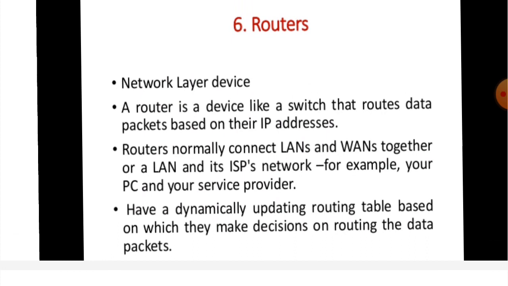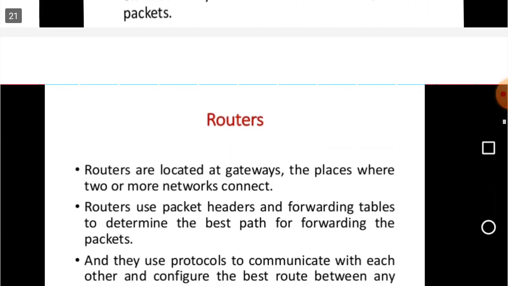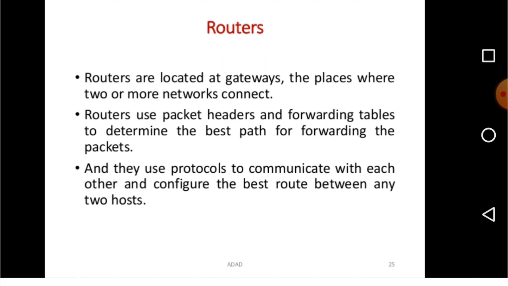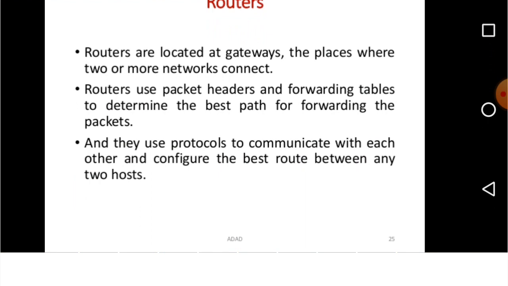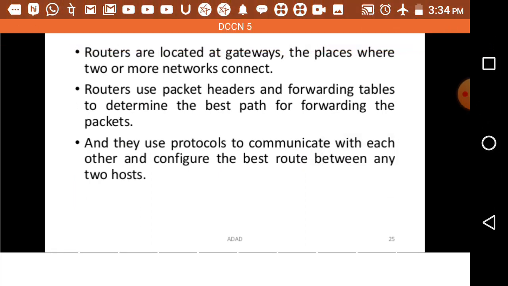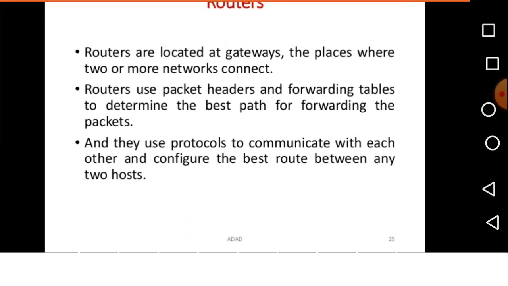For example, your PC and your service provider have a dynamically updating routing table based on which they make decisions on routing the data packets. Routers are located at gateways, the places where two or more networks connect. Routers use packet headers and forwarding tables to determine the best path for forwarding the packets. And they use protocols to communicate with each other and configure the best route between any two hosts.